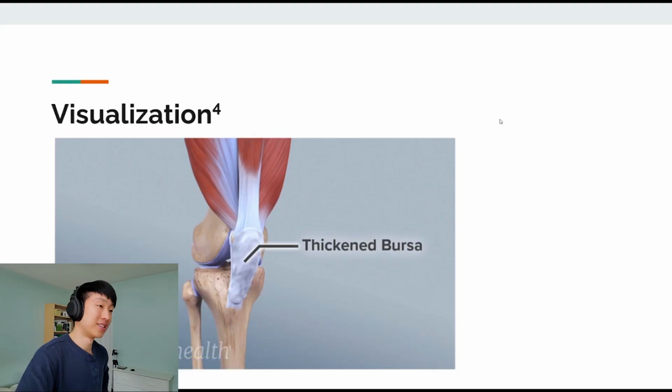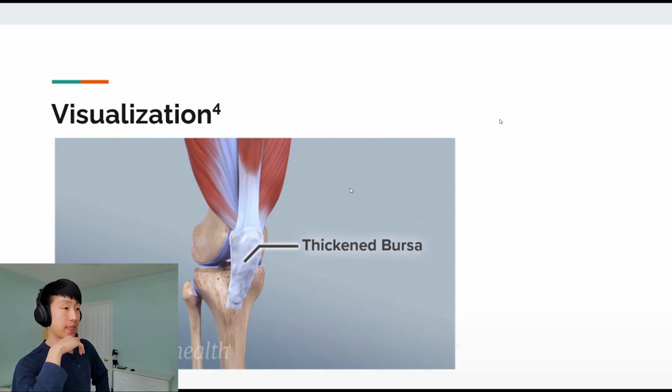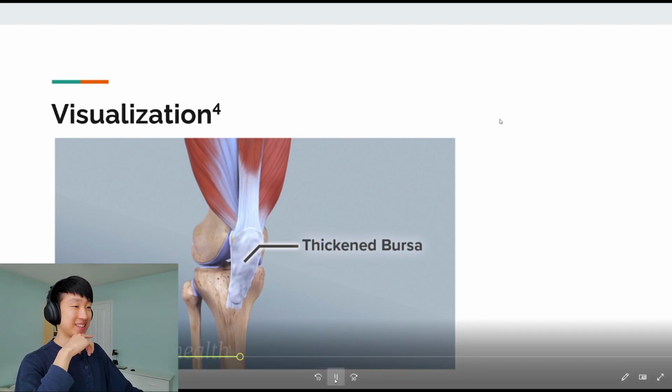So, to visualize this, bursitis causes thickened bursa, and this will cause excess friction in the area and cause you a bit of pain. As you can see, this is, again, the prepatellar bursa.